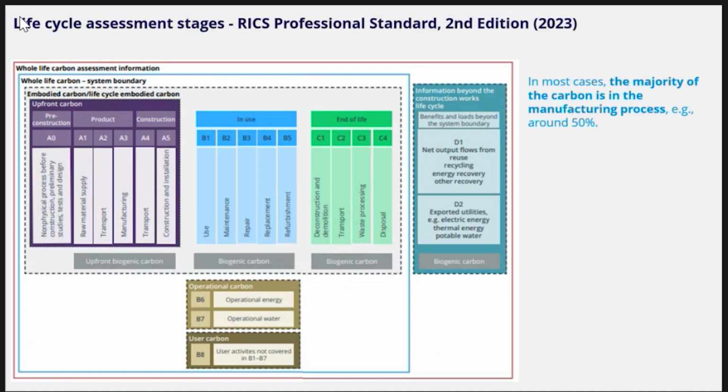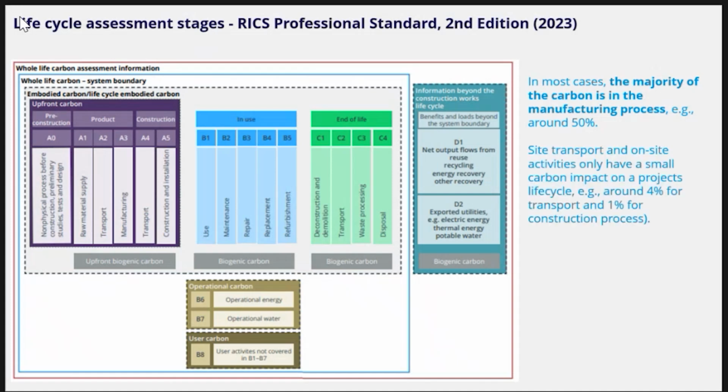But what you can see there on the right-hand side is that the majority of the carbon is trapped in the products. And it's trapped in the early stages, the A1 to A3 process. So it's the manufacturing process. So 50% of the total whole life carbon of a building is materials. And it's upfront materials made at the factory.